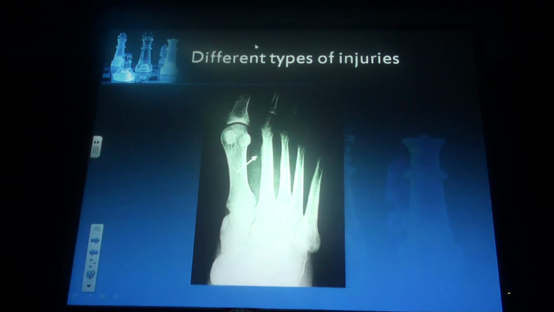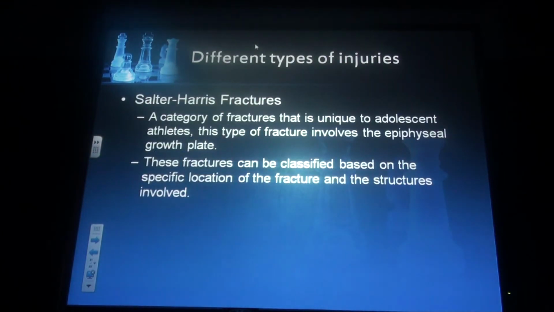But here is a stress fracture. The only reason we know this was a stress fracture is you don't see any line here, but you see a small little bump right here, which means that there's calcium formation. So it's healing. That's the only way you know.